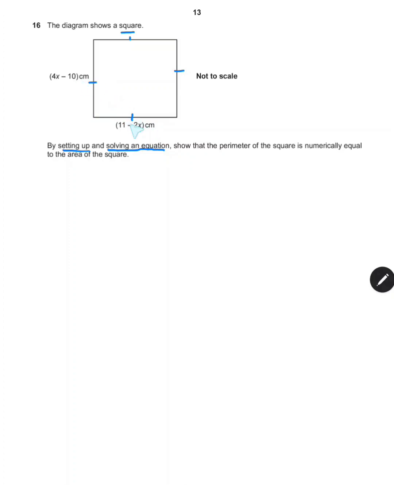Well, if we've got a square where sides are the same, and we've just got algebraic lengths, then I'm just going to say that 4x take 10 is the same as 11 take 2x. I've just said that these 2 sides are the same, and that's true because it's a square. That's setting up the equation. I'm now going to solve it.